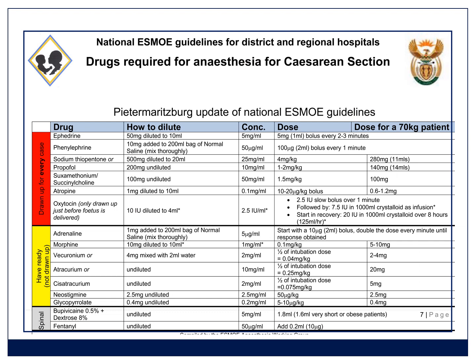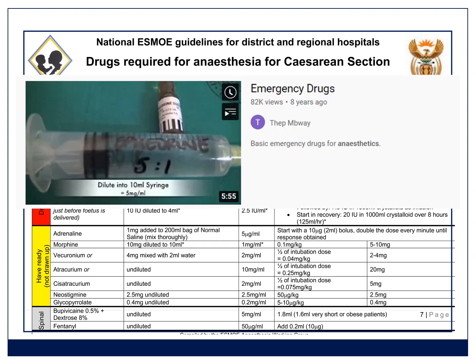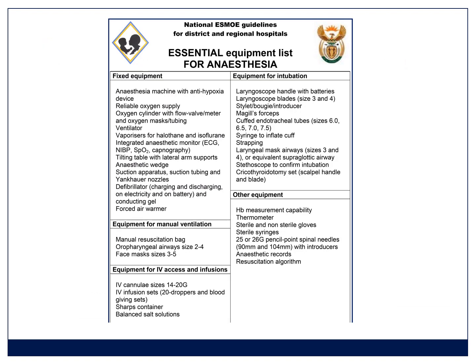Now, in terms of drugs, these things are available through the ESMOE guidelines. These should be laminated and up on your walls. You don't have to remember doses. You can be told which ones should be on the wall. We've also got videos on how to draw up emergency drugs, which I'm not going to go into today, but those are available on the YouTube site.